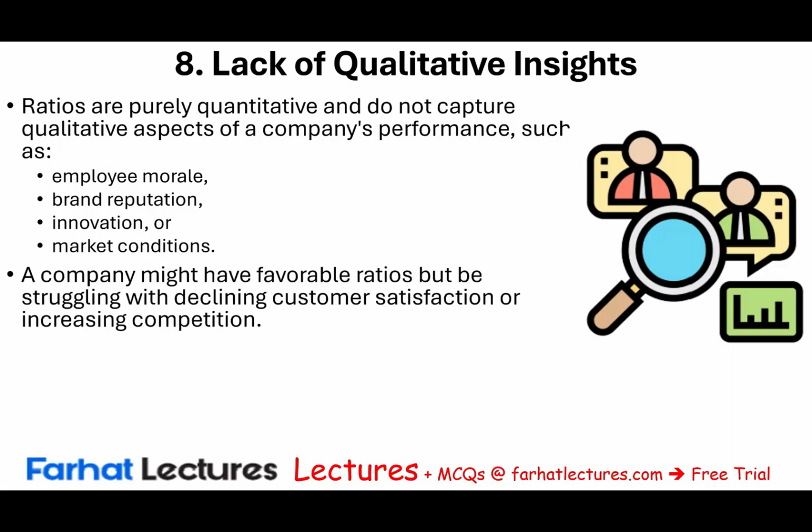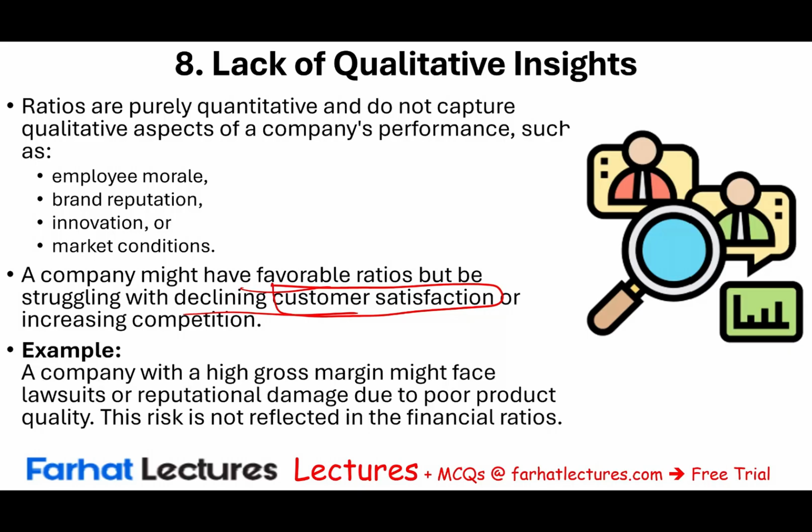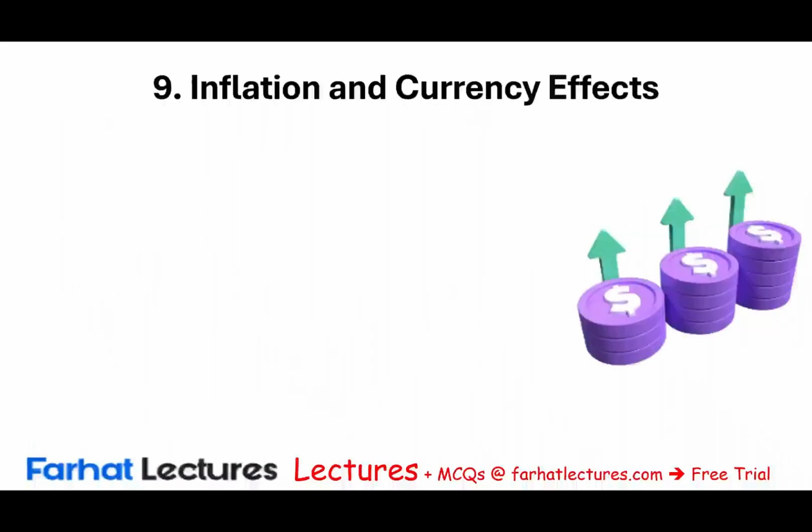A company might have favorable ratios, but they could be struggling with declining customer satisfaction. Ratios don't capture customer satisfaction. But if their customer satisfaction is going down, eventually it will catch up with them. But right now, ratios cannot show that. So a company with a high gross margin might face a lawsuit or reputational damage due to poor product quality. This risk is not reflected in the financial ratios. It will be reflected in the notes, hopefully, if they report this, but nevertheless, ratios don't show it.